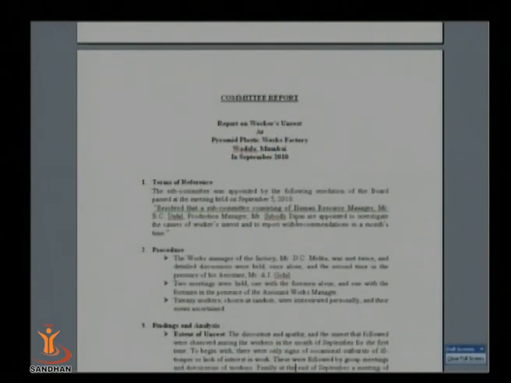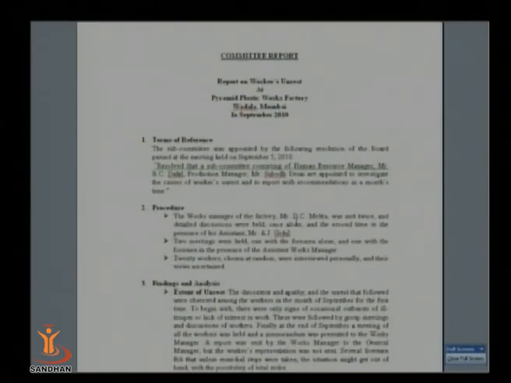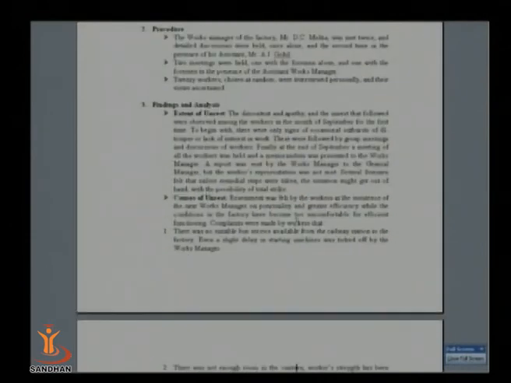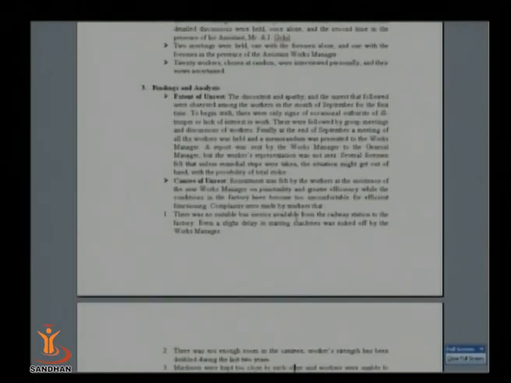Now we have the sample of the committee report. You can very well identify and mark the differences between the individual and the committee report, as the committee report has a title, whereas the individual report had a subject line. Now, the terms of reference, the procedures that are numbered in proper sequence, the findings and analysis which again focus on the causes of decline or the causes of unrest, as the title of this report is based on the workers' unrest in a manufacturing unit.